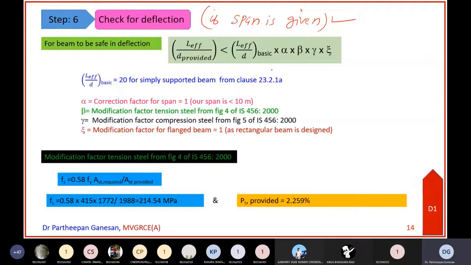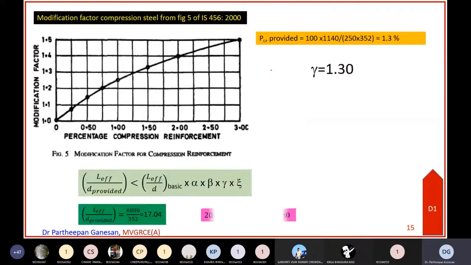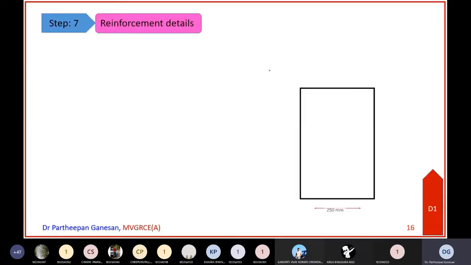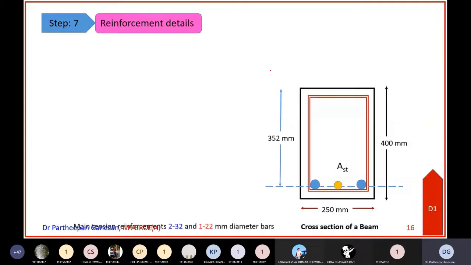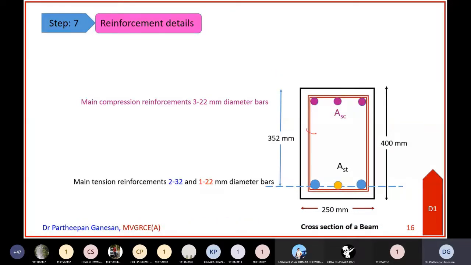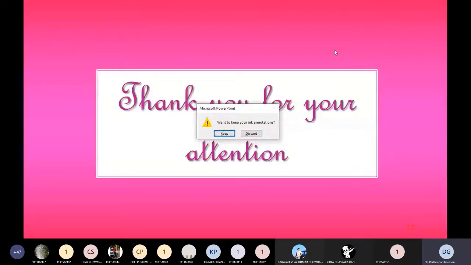These are all the same as what we discussed. So that is about the design. Finally, you should end with the reinforcement detailing. In some books they will not draw all these stirrups directly. This is AST: 2 numbers of 32 plus 1 number of 22, and this is 3 numbers of 22, like that they will indicate it, and of course width and depth will be there. This is about the design of the doubly reinforced beam that we discussed yesterday.